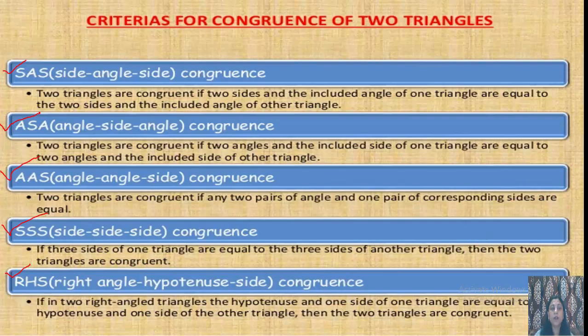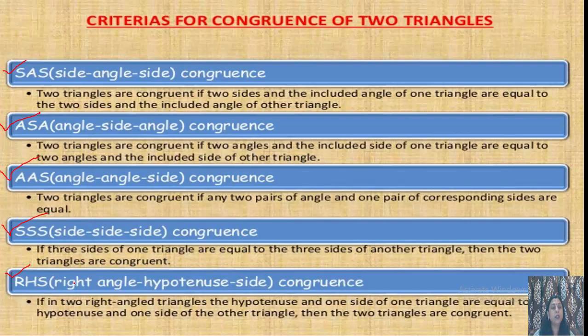So if three sides of one triangle they are congruent to the three sides of another triangle, then the two triangles are congruent. अगर हमें तीन sides दी हुई हैं, दो triangle हैं और उनकी corresponding sides are equal, then it is known as congruent triangles by SSS or side congruency.